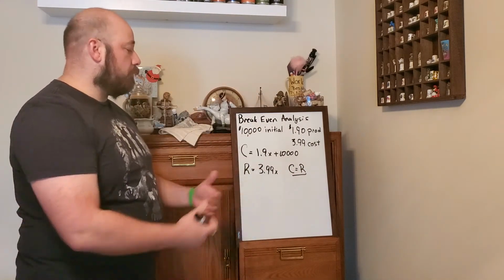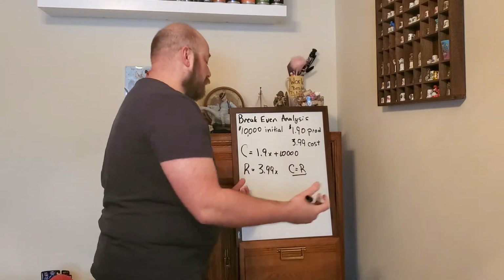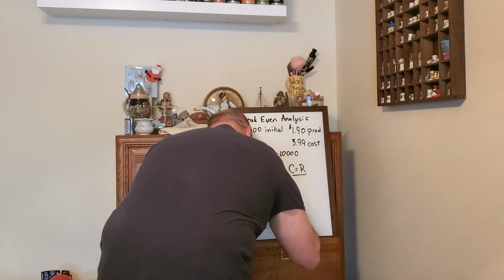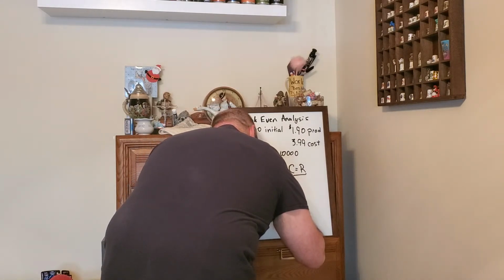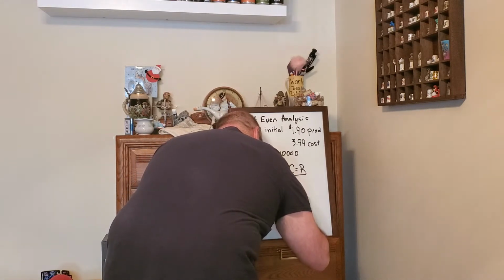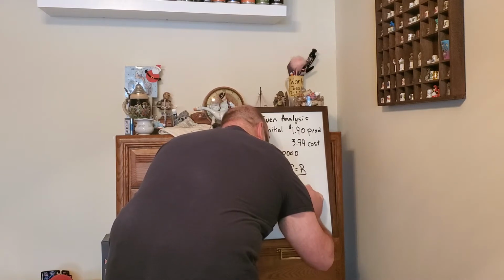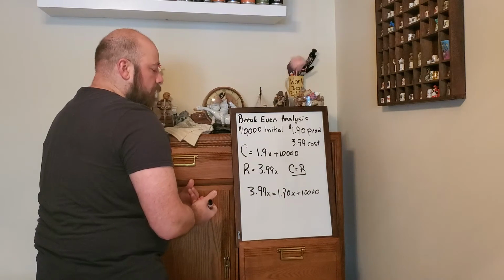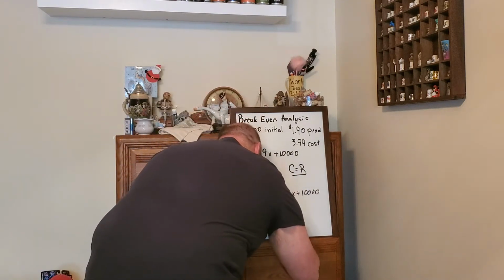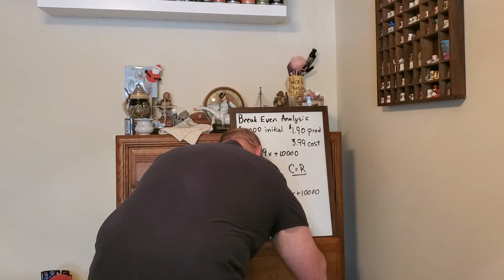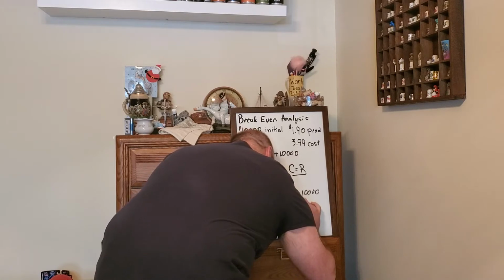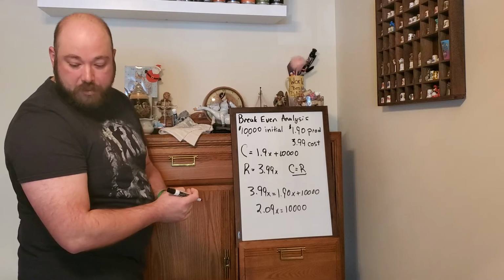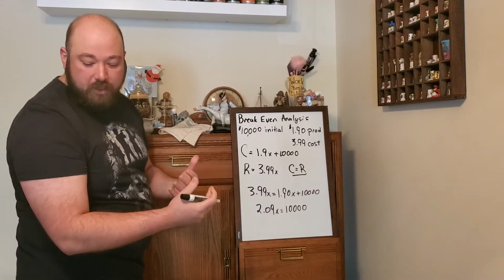So what we need to do is simply set these two equations equal to each other and solve for x. So that's going to be $3.99x, set equal to $1.90x plus 10,000. So when I bring over the $1.90x, it's going to leave me with $2.09x equals 10,000.